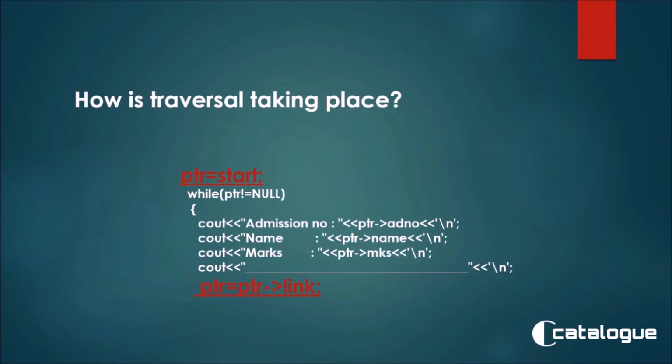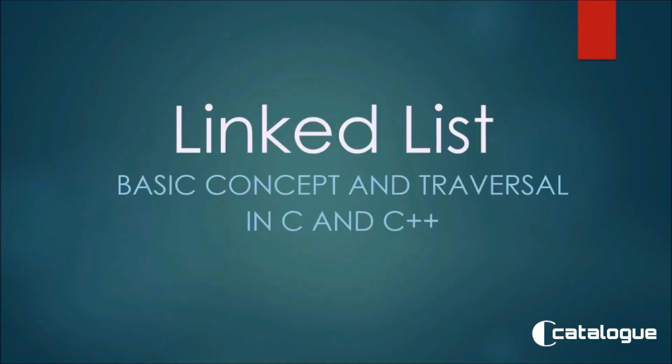So these two lines are the most important lines, which is ptr is equal to start. That is, we are at the head and then ptr taking the value of ptr link. So when the end would come, the while condition would become false, which is ptr not equal to null. So that's how the traversal in case of linked list takes place. So I hope I was pretty clear with my topic, which is linked list, its basic concept and traversal in C and C++. We'll be covering the other operation on linked lists such as insertion, deletion, merging, etc. in our next videos.